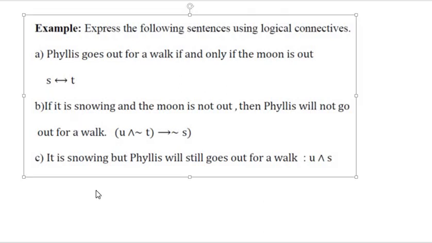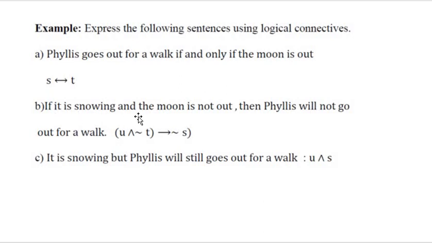Another example: if it is snowing and the moon is not out, then Phyllis will not go out for a walk. The corresponding compound statement is U and negation T implies negation S. It is snowing, but Phyllis will still go out for a walk. So the compound proposition is U and S.